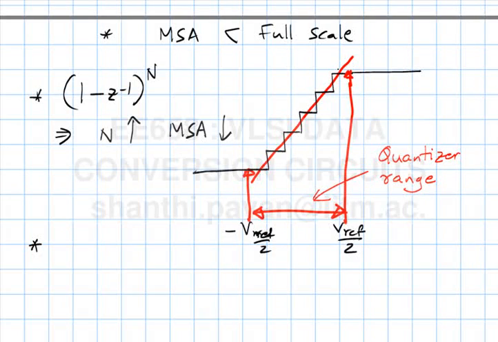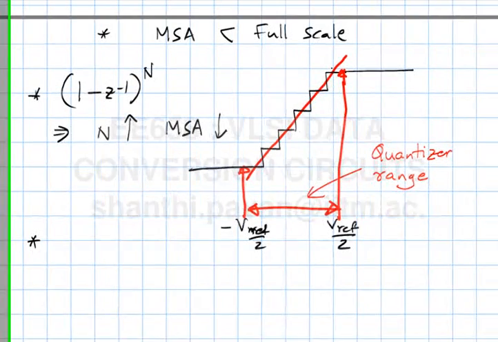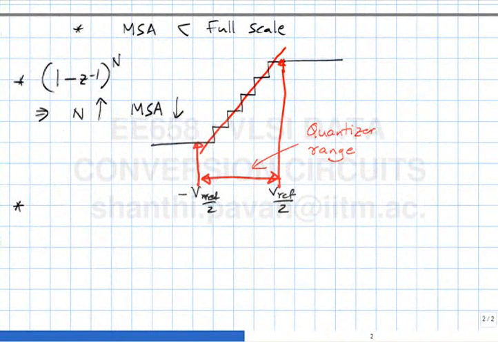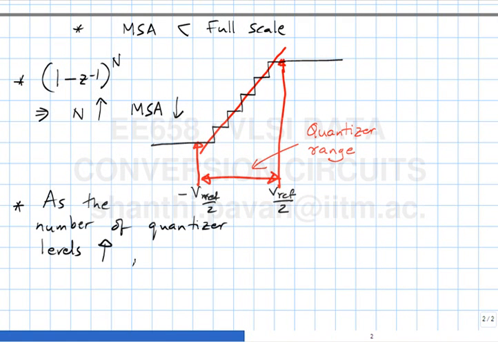If I double the number of levels, what do you think will happen to the MSA? Okay, so as the number of levels increases, the maximum stable amplitude will decrease or increase? It should increase. Why should it increase? If you take the same full scale range and have more levels within that full scale range, what is happening? The LSB size is decreasing.